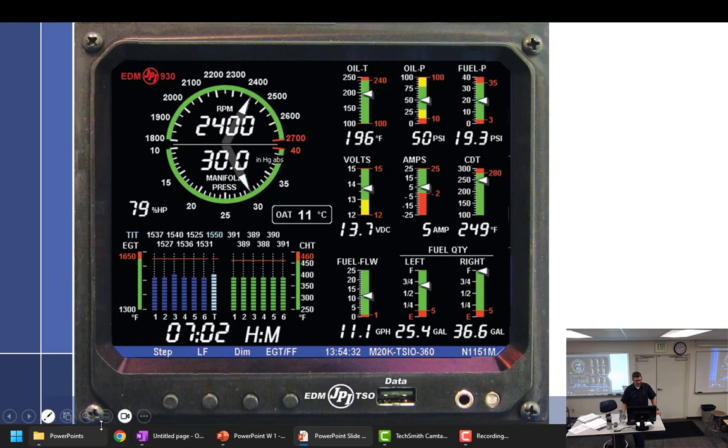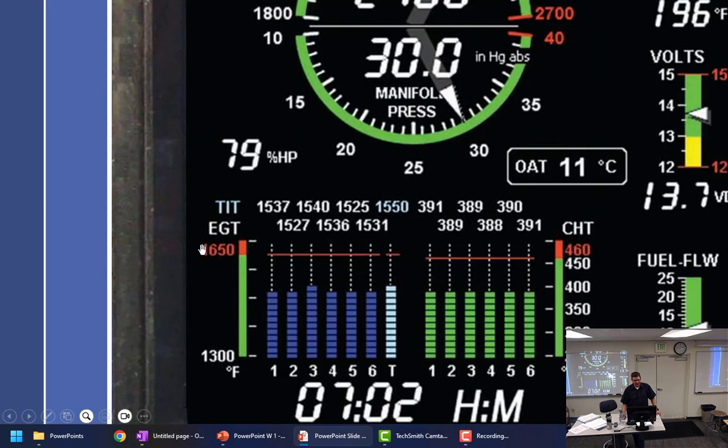You can see right there, the readout says this particular cylinder, number 3, is 1540. So if that's the peak, and I'm doing the older school leaning, which I don't do, and I wanted to go 50 degrees rich of peak, then I would push the knob in until I got to 1490. Cool it by 50 degrees. Yep.